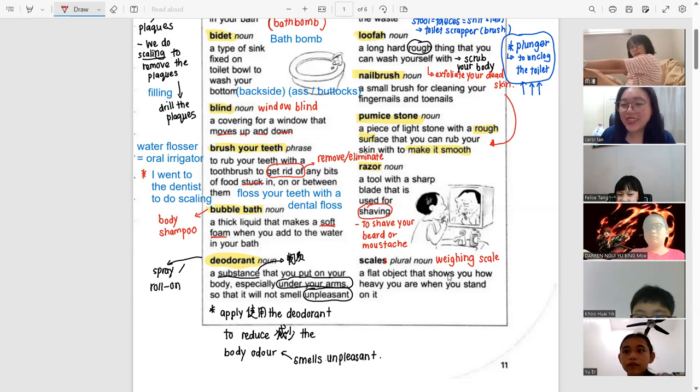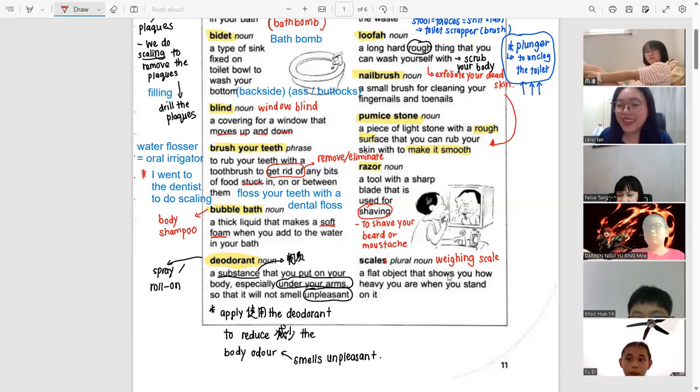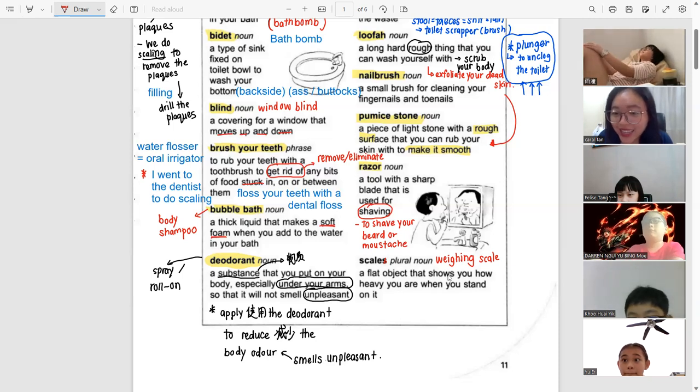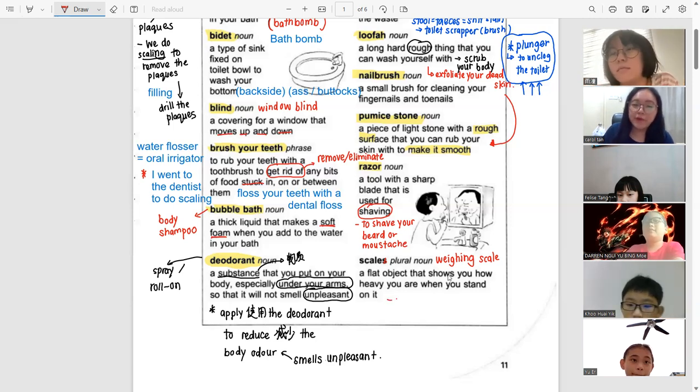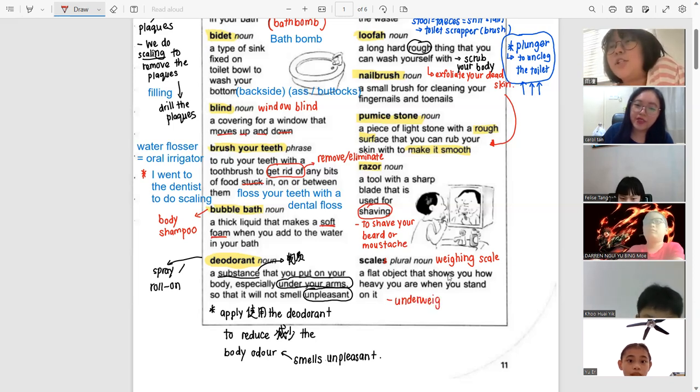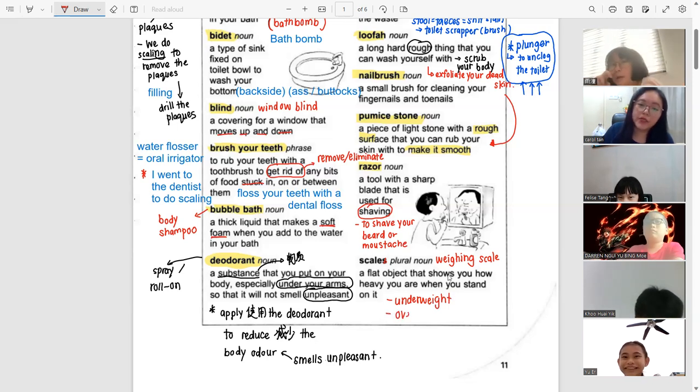What is it, Abby? 29 kg. 29? Seriously, 29? Then you are underweight. Okay, everybody, you can write. Underweight means tai so liao, okay? Underweight. You are underweight. Teacher, what about too fat? Too fat, we say overweight or obese. You all can write.